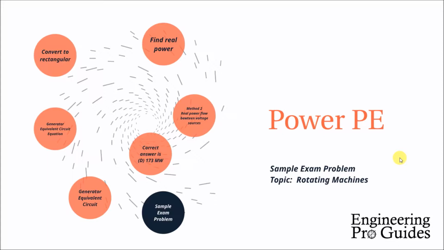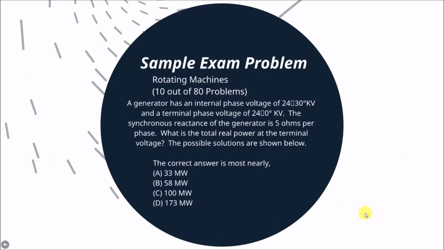The question reads, a generator has an internal phase voltage of 24 angle 30 degrees kilovolts and a terminal phase voltage of 24 angle 0 degrees kilovolts. The synchronous reactance of the generator is 5 ohms per phase. What is the total real power at the terminal voltage? The possible solutions are shown below.